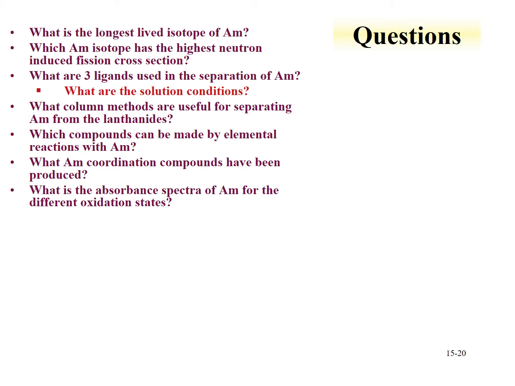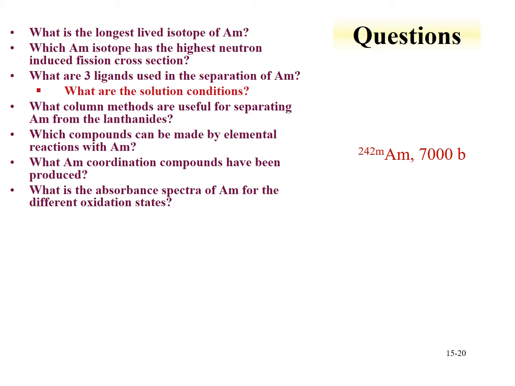What's the longest lived isotope of americium? As we discussed in the first lecture, americium-243 is the longest lived isotope. If you want to do chemistry, that's the easier one to use, although americium-241 is easier to get a hold of. Which americium isotope has the highest neutron-induced fission cross-section? Well, we want to look at an even A americium isotope, and by inspection we see that americium-242m has a cross-section of around 7,000 barns, the largest cross-section for americium isotopes.